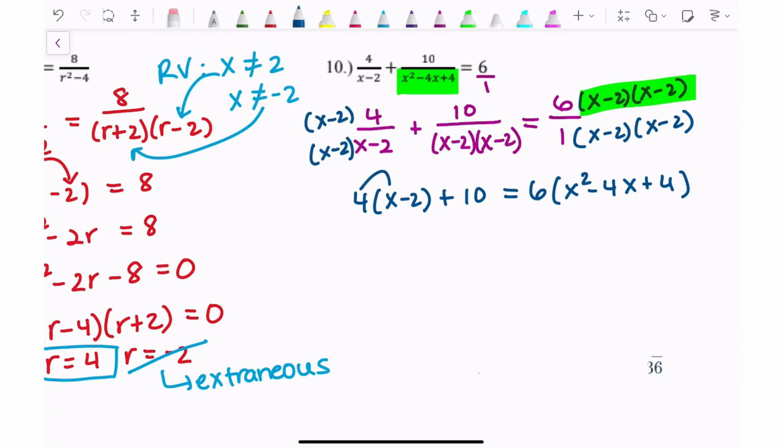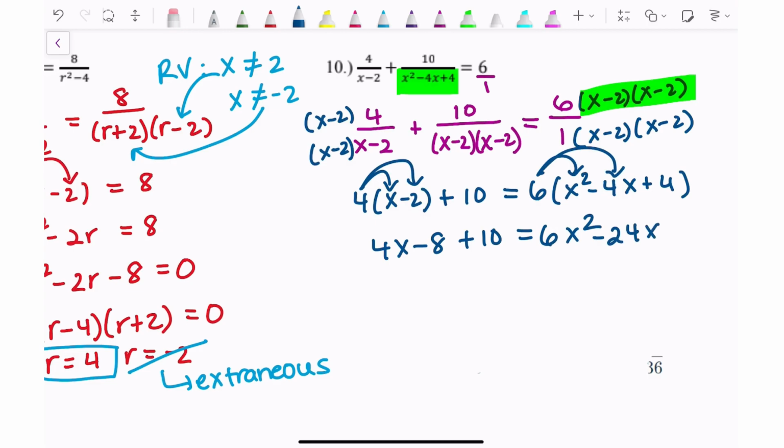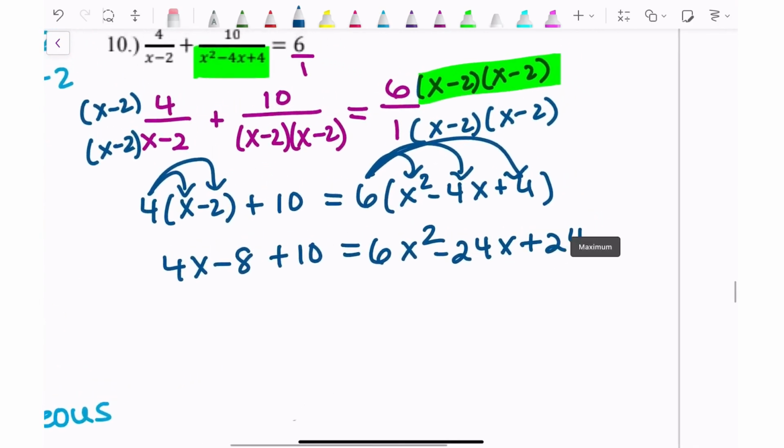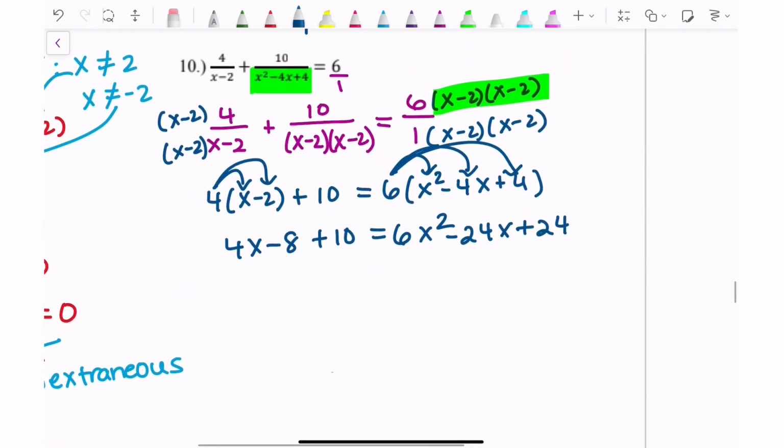And then I'm going to distribute my 4 and distribute my 6. And I see that this is a quadratic equation. I can tell that because I have x squared term. So since it's quadratic and everything on the right side is what I'm dealing with that's quadratic here, I am going to move everything else to the right side.